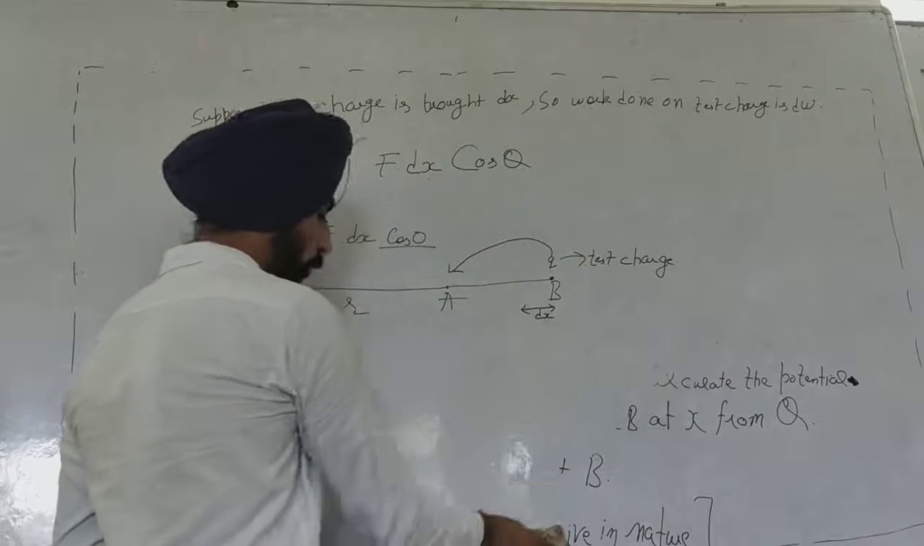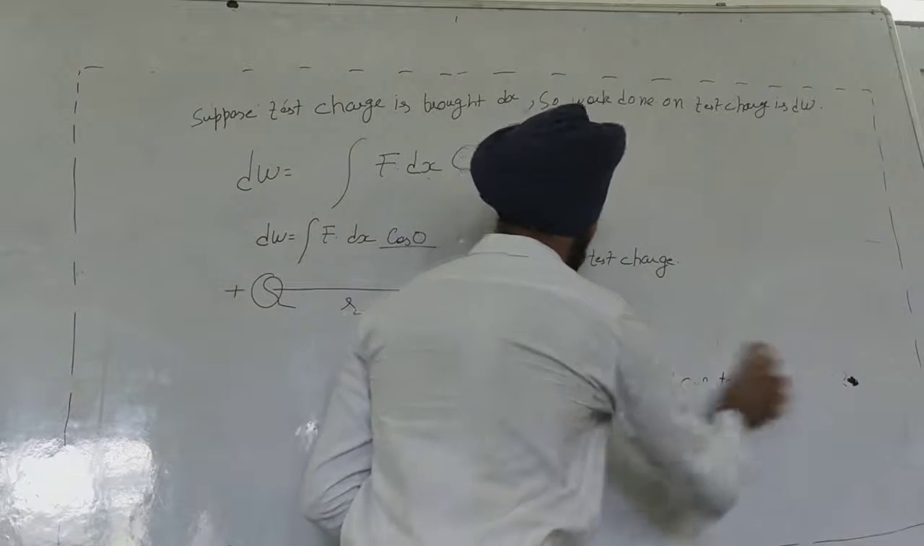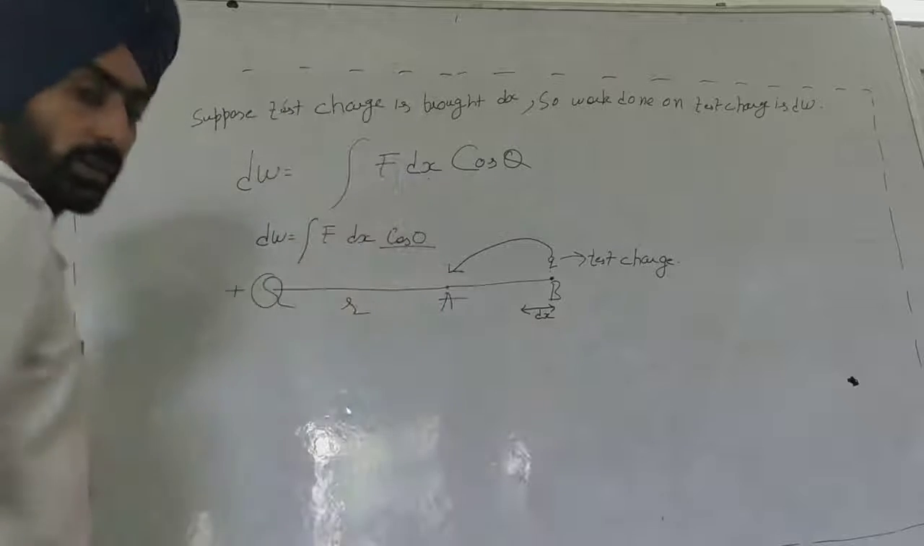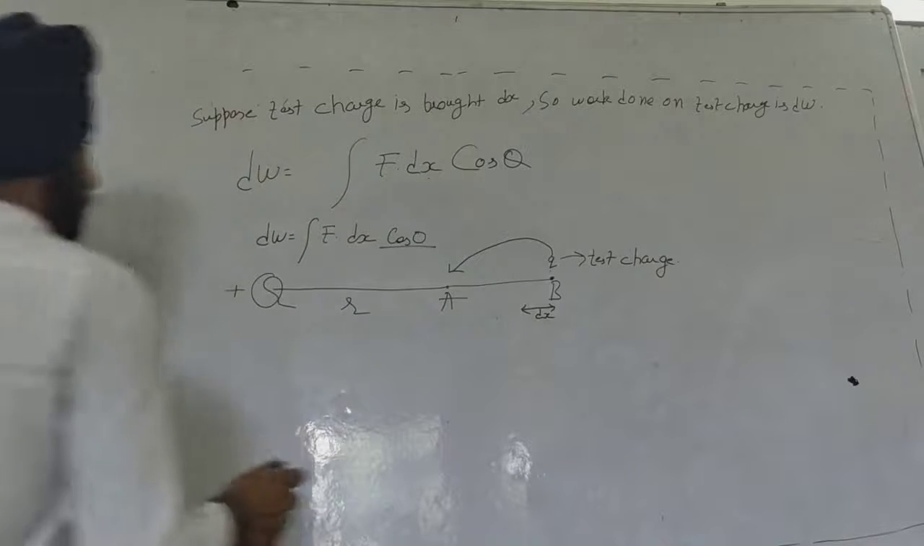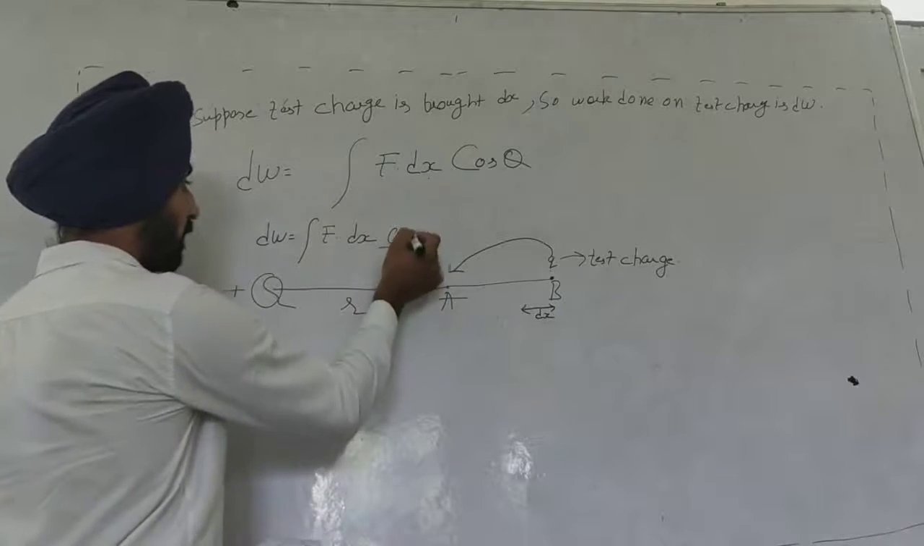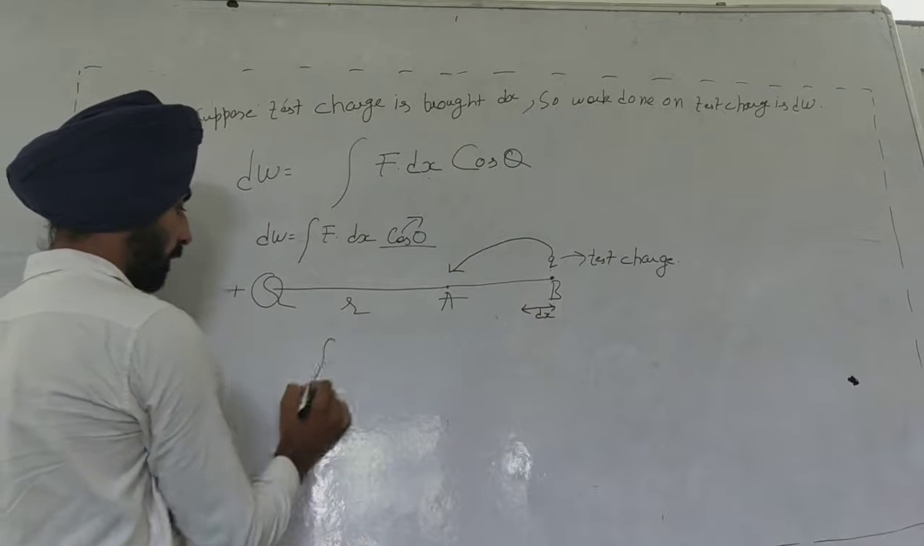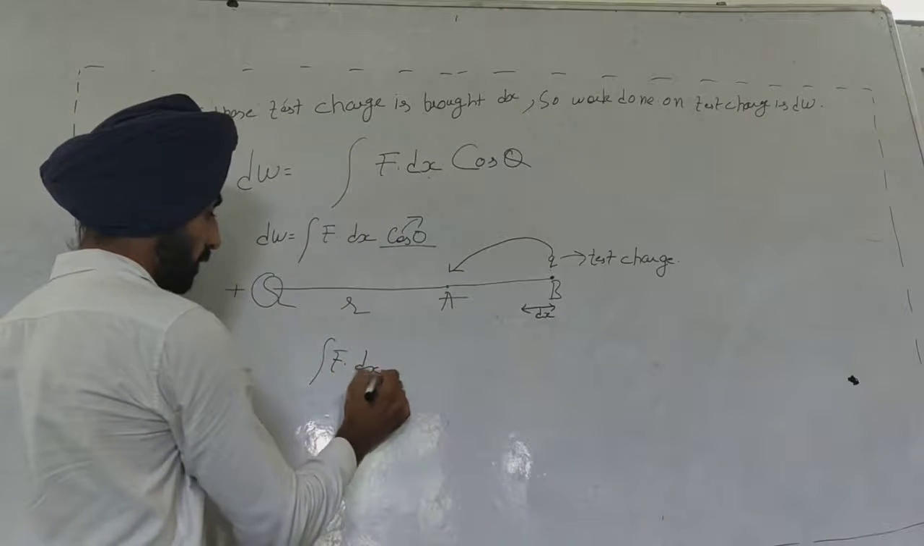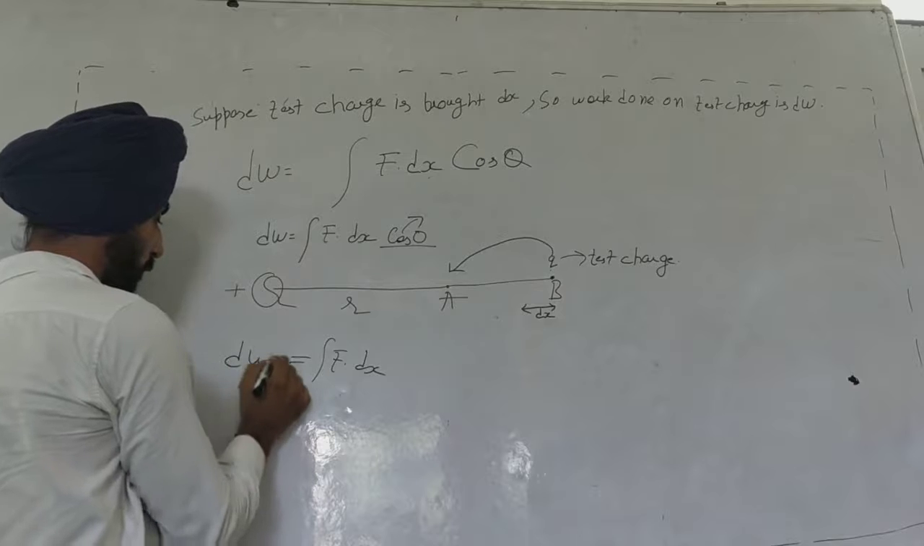So you know how we got theta equal to 0. This is the expression for work done. Cos theta will be 1, so F dx is equal to dW.